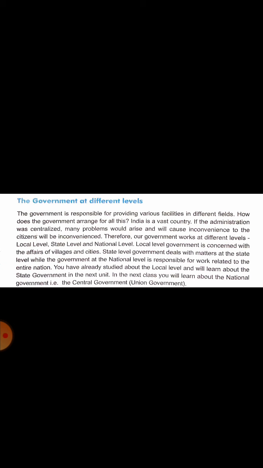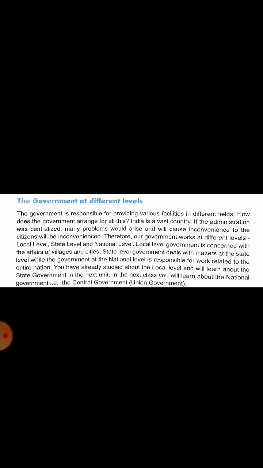Therefore, our government works at different levels. Just underline this: local level, state level, and national level. The three levels of government. The first one is the local level, the second is the state level, and the third is the national level. Local level government is concerned with the affairs of villages and cities. For issues related to our village or our city, the local self-government will make solutions.